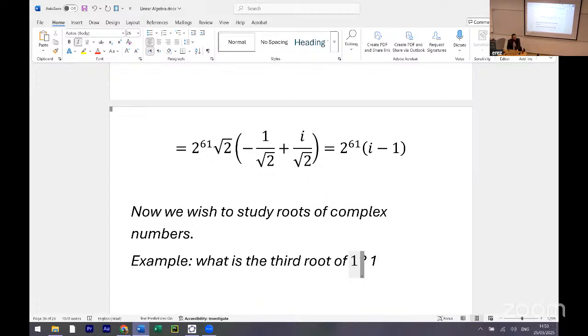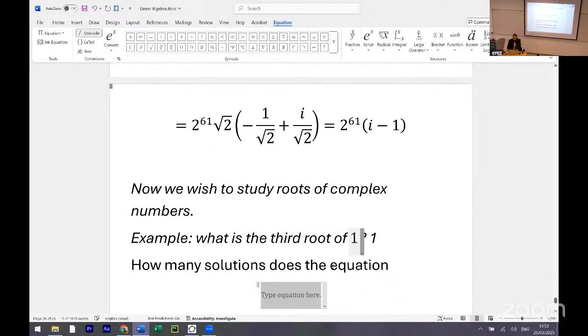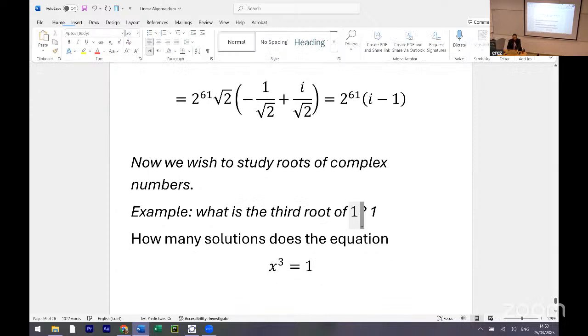But now I'll ask something a bit different. How many solutions does the equation x to the power of 3 equals 1 have?